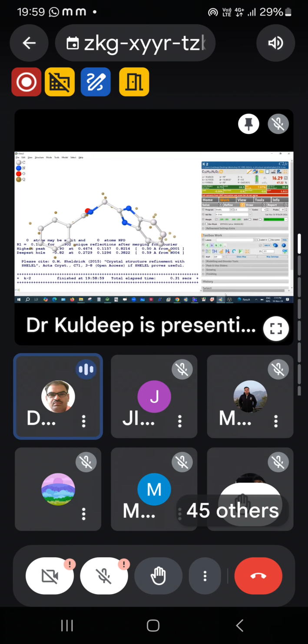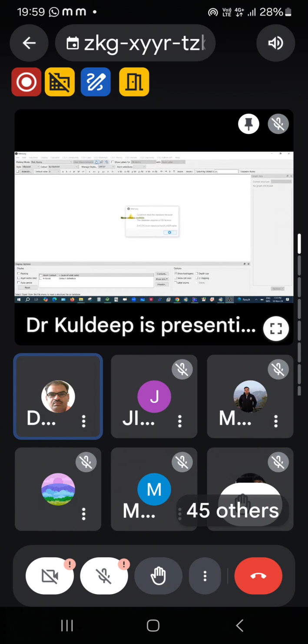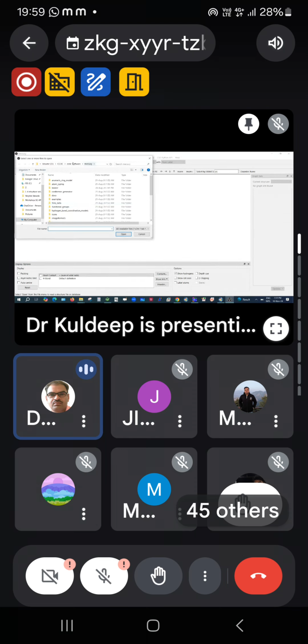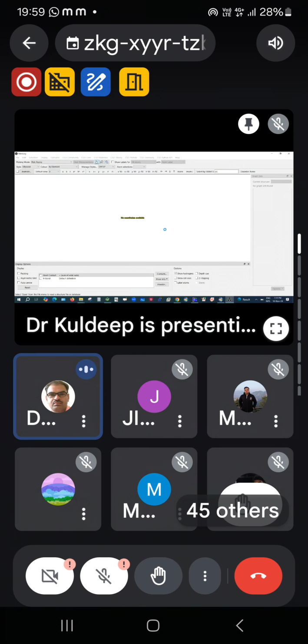Okay, now let's come to Mercury. You can download Mercury, and I also shared the installer with you in the drive. You can download from there. If you find any difficulty, then you can install that. Now let's come to that file. I put that file here in the second one. This is a zip file. I just open it, and this is actually the complete structure. But I will go to the asymmetric unit, and this is showing only the asymmetric unit.